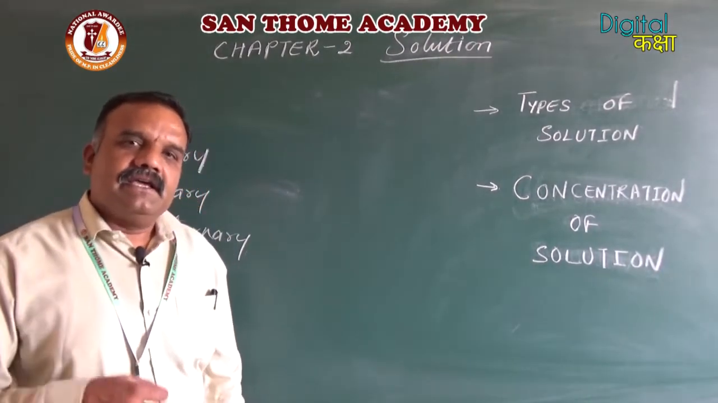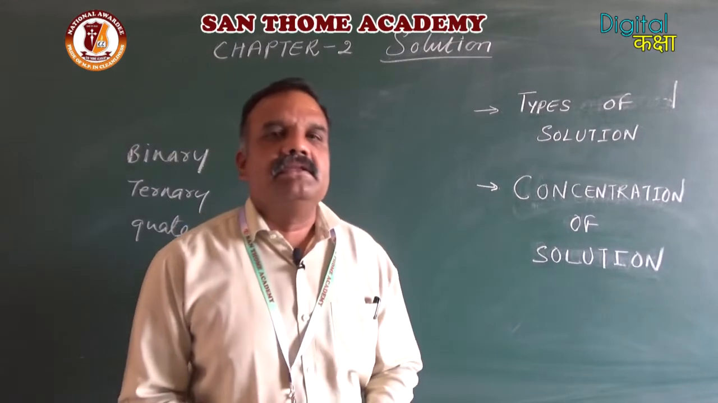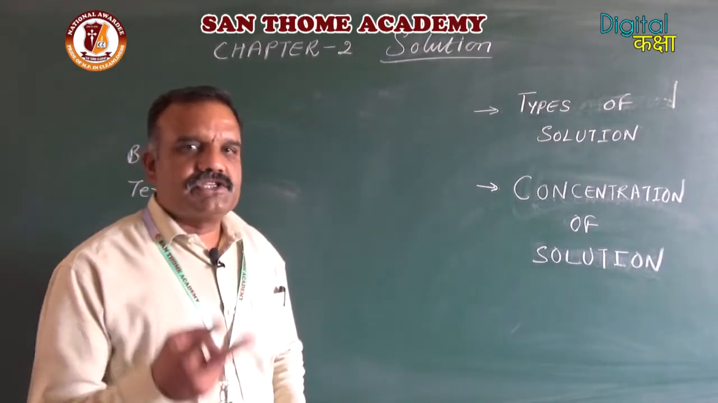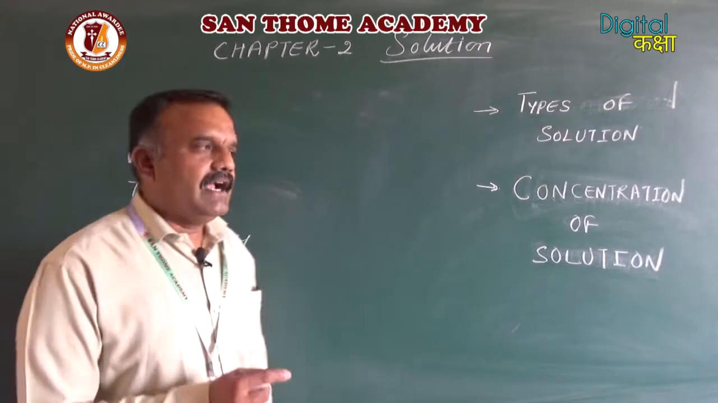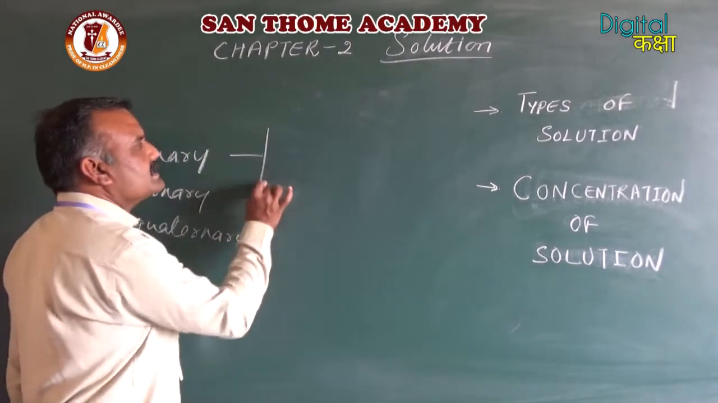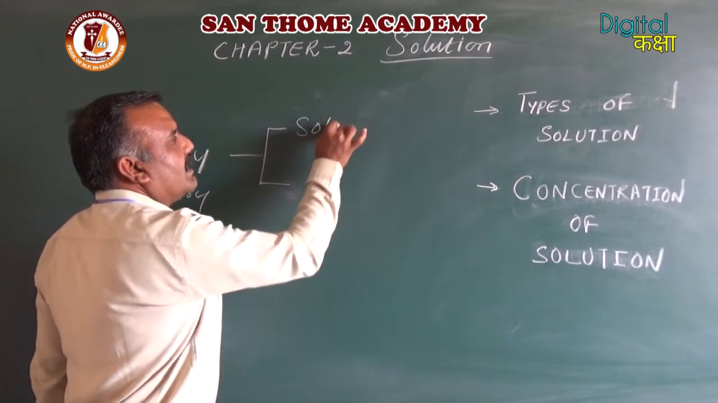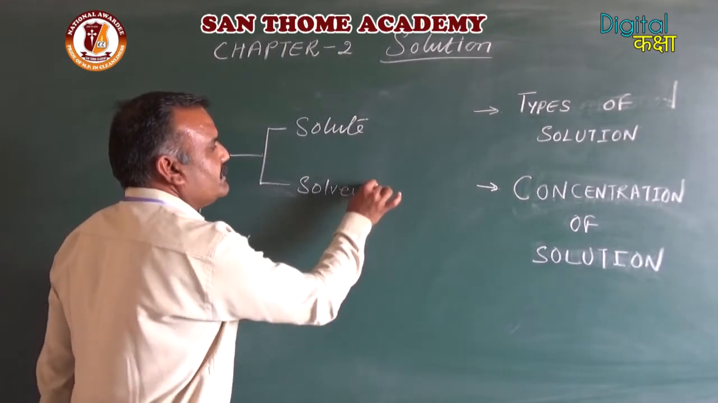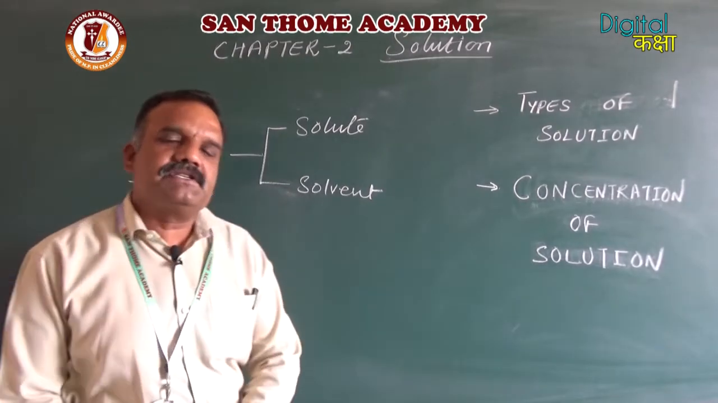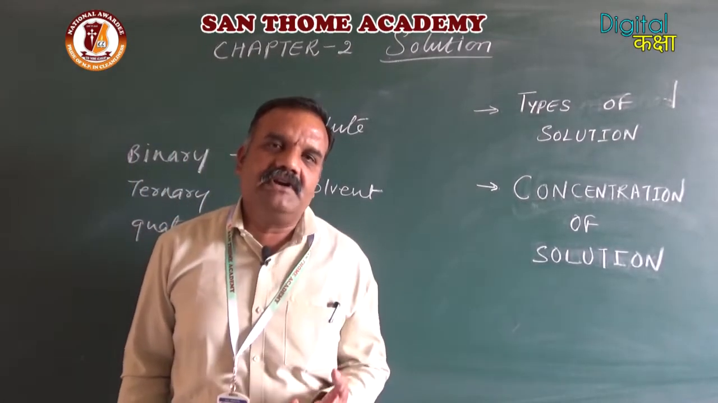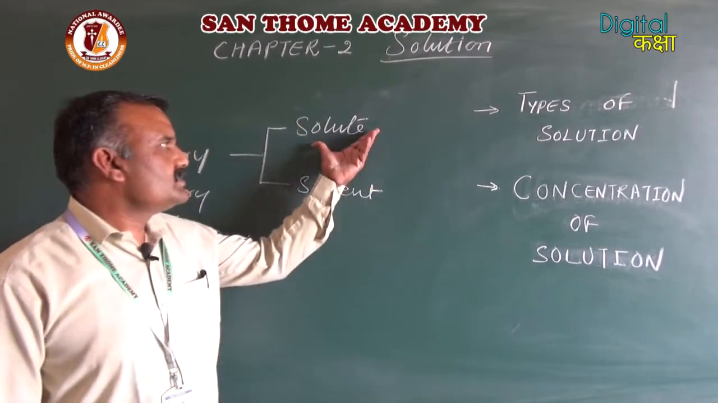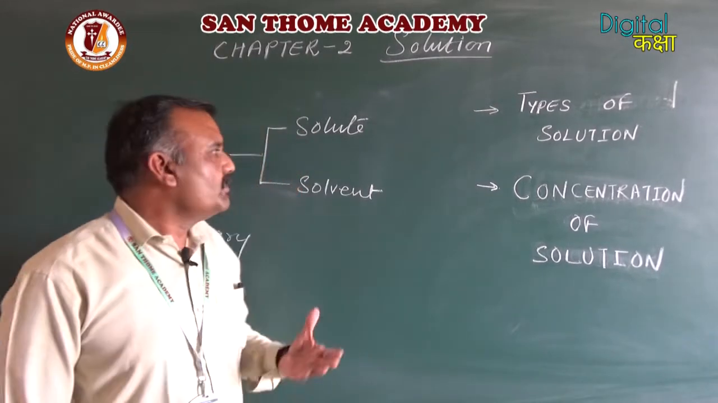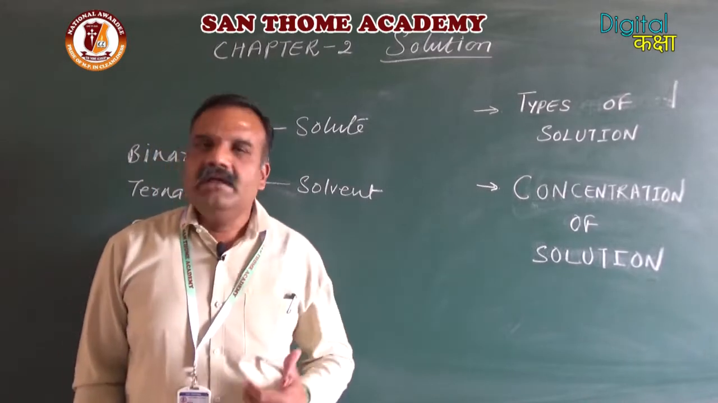Remember one thing, in this chapter we have to deal with binary solutions only. So a binary solution is a homogeneous mixture of two components. Out of that, one component is known as solute and the other component is known as solvent. The component present in lesser amount in the solution is known as solute, while the component present in larger amount is known as solvent.